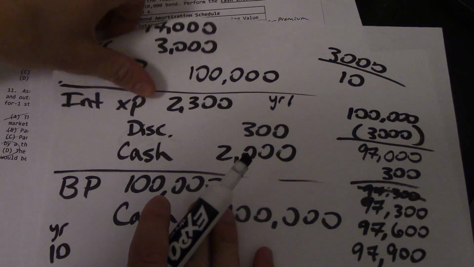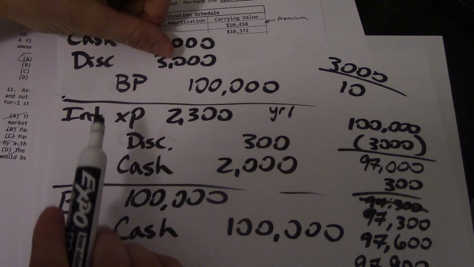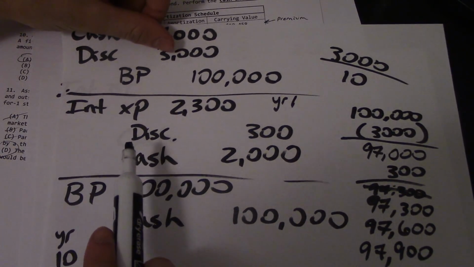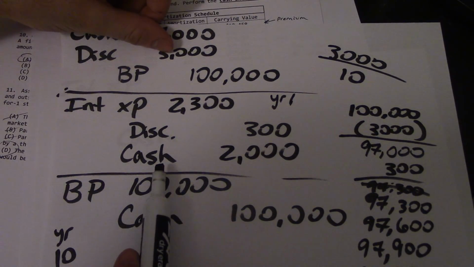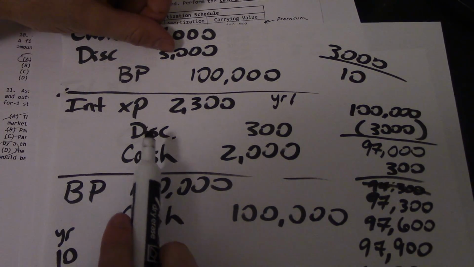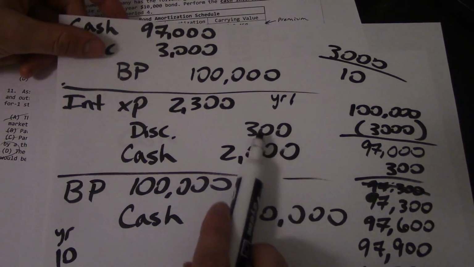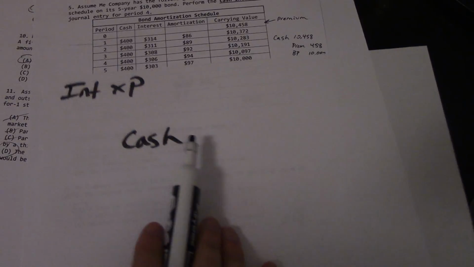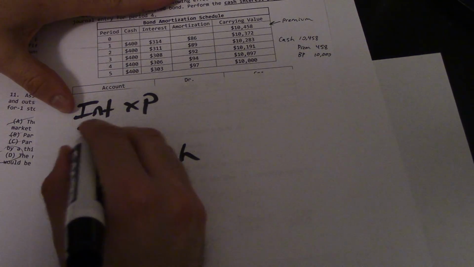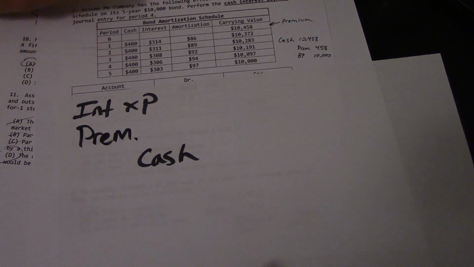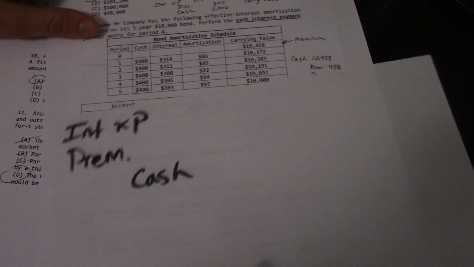Anyway, so in our previous question, we had a journal entry of interest expense debited, cash credited, which is going to be the same every time. In this case, we're crediting the discount when we amortize it. In this case, we're going to be debiting the premium. So that's really the only difference.